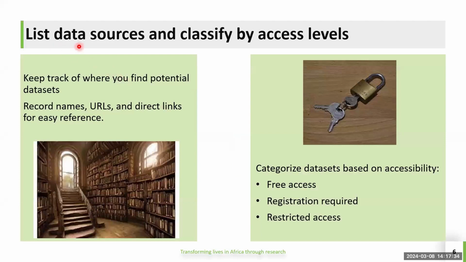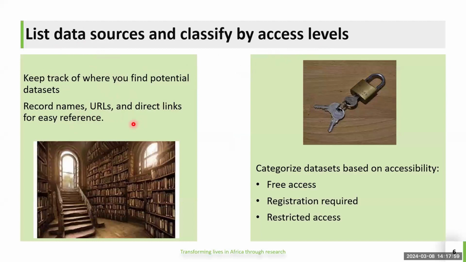And then list the data sources and classify by access levels. So keep track of where your potential data sets are, where you find your potential data sets. Record the names, the URLs, and direct links for easy reference. So this helps you to keep track.